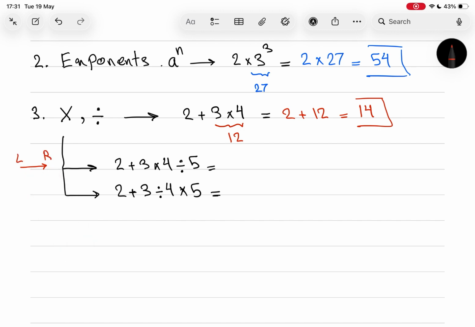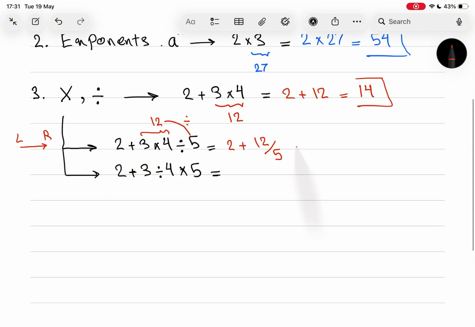In the first example, we first calculate 3 times 4, which equals 12. Then, we divide 12 by 5. So, we have 2 plus 12 over 5. And finally, 2 plus 2.4 equals 4.4.